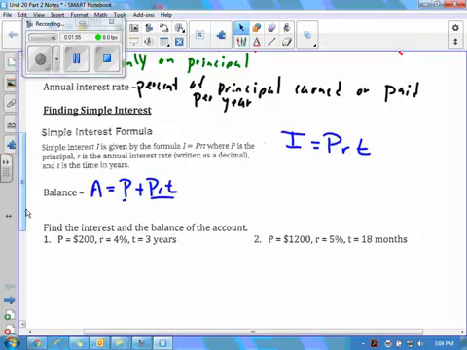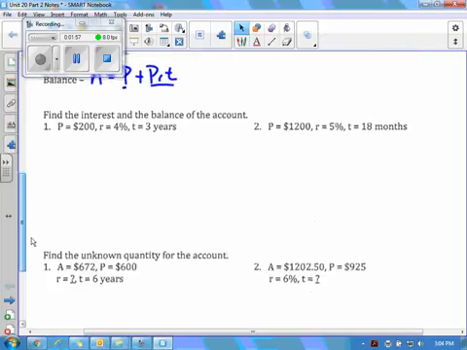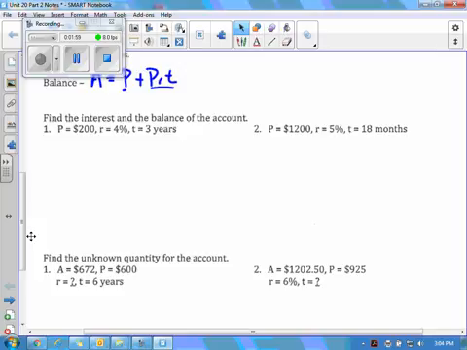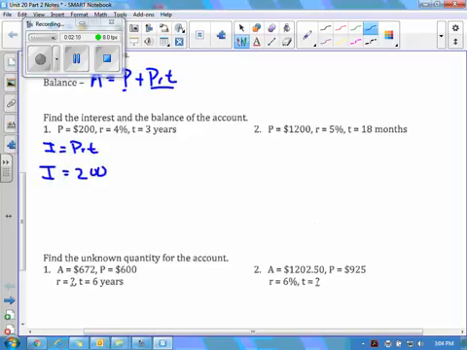So it says to find the interest and the balance of the account. So let's start with finding the interest. So interest is going to be PRT. P is the principal, which is 200 in this case. R is the interest rate written as a decimal, so 0.04. And T is the time. Time is always in years, so 3. So if we multiply all those, our interest would be $24. 200 times 0.04 times 3 is $24.